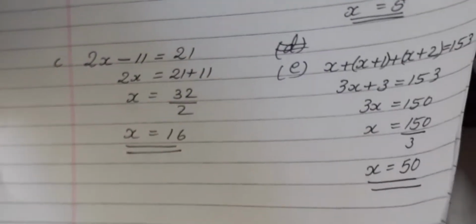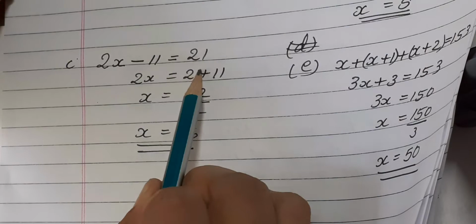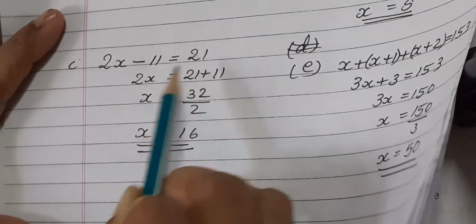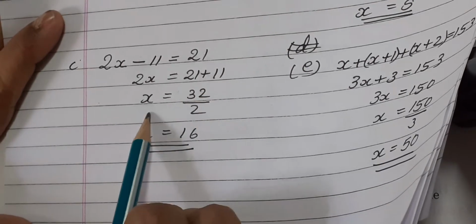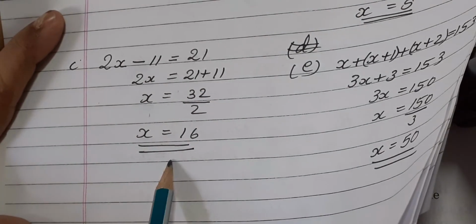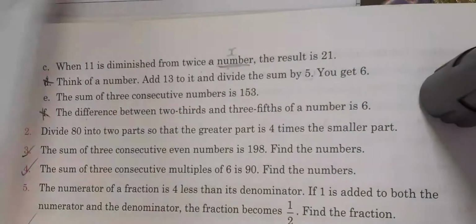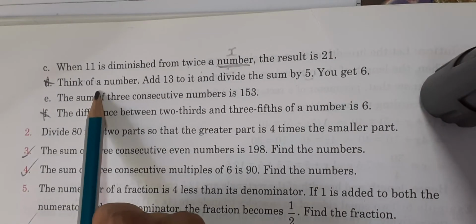After getting the equation, it is easy to solve, isn't it? 2x minus 11 is equal to 21. Okay, so 2x is equal to 21 plus 11. We find the value of x, you will get that as 16. Now, question number D, we excluded this here.